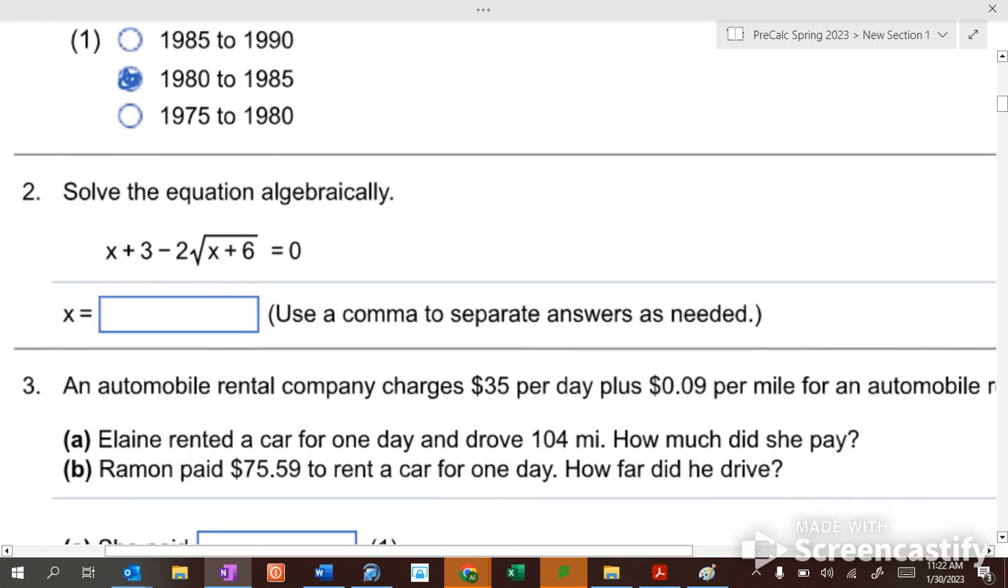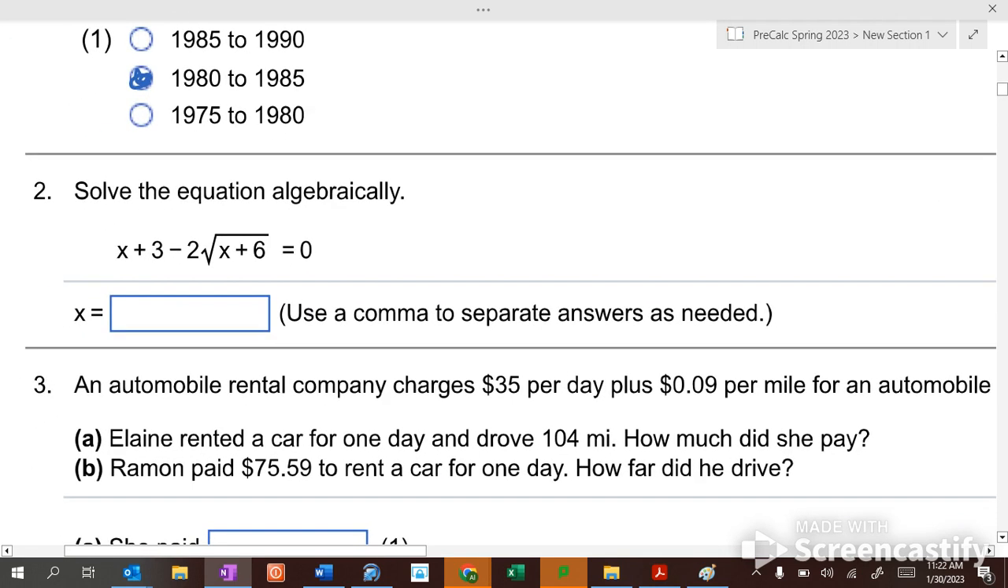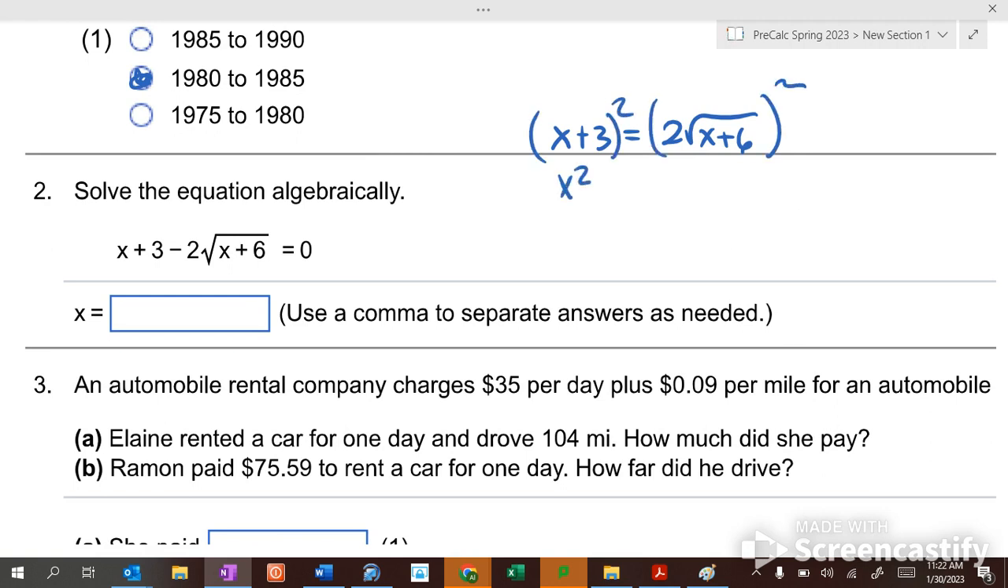Solve algebraically. What's our first step on this one? Get the square root alone on one side. So x plus 3 equals 2 square root of x plus 6. Then what do we do to each side? Square each side. So x squared plus 6x plus 9 equals 4 times x plus 6. So x squared plus 6x plus 9 equals 4x plus 24. Subtract 4x and 24 from each side.